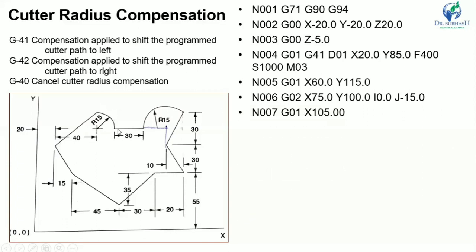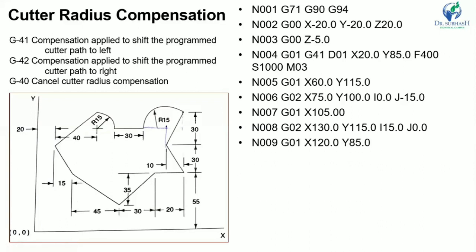Then G01 X105. So up to here X is 105. Then again circular interpolation. Here this is the circular interpolation, Y150 and I15. Here you can see this is the I15 circular interpolation.